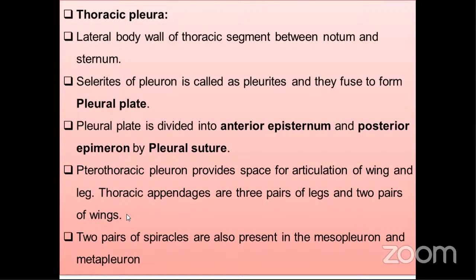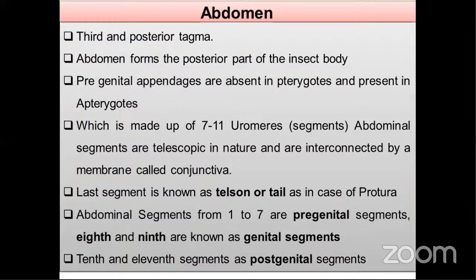Thoracic appendages include three pairs of legs and two pairs of wings, and two pairs of spiracles, which are also present in the mesopleural and metapleural regions. Legs come under pleural regions, meaning lateral only, not from the dorsal or ventral side. So the mesopleuron contains wings, spiracles, and legs. That's all about the thorax tagma.